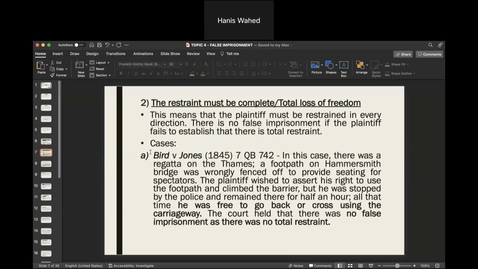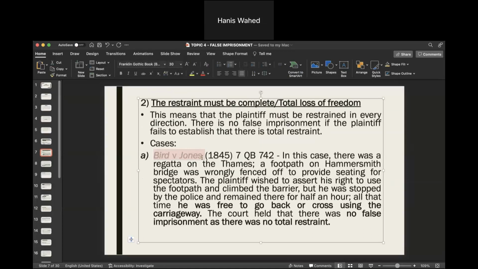You guys can refer to the case of Bird and Jones, where dalam case ini, if you baca the facts of this case, the defendant put seats on the footway on the bridge for the use of spectators, and the defendant charged for admission. But then the plaintiff refused to pay, and the plaintiff insisted nak lalu juga laluan tersebut. So the defendant refused to allow him, and told him to walk back along the carriageway to cross the bridge.